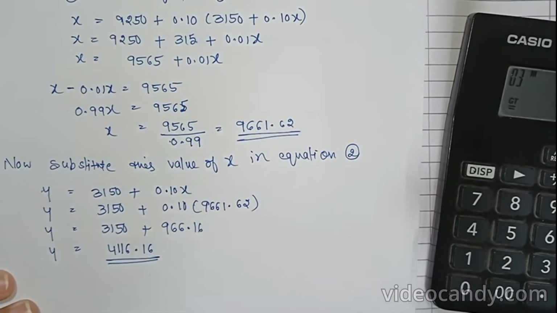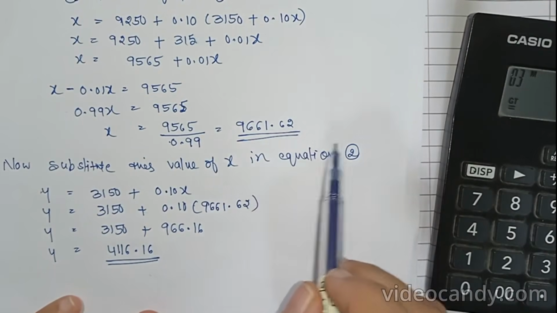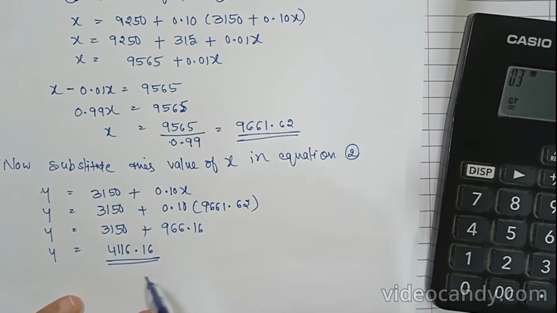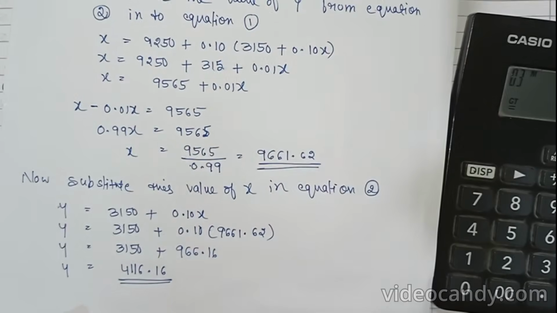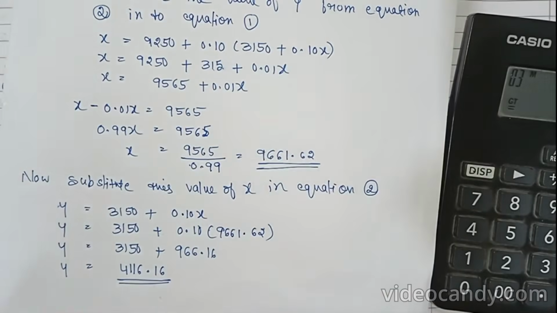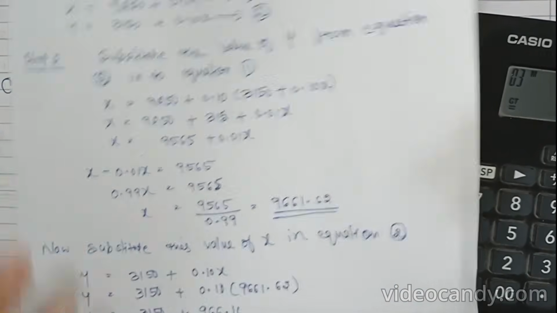4116, that is the value of y. Value of x is 9661.62 and value of y is 4116.16. Clear? In this way we need to solve the equations. Now you get the values of x and y.